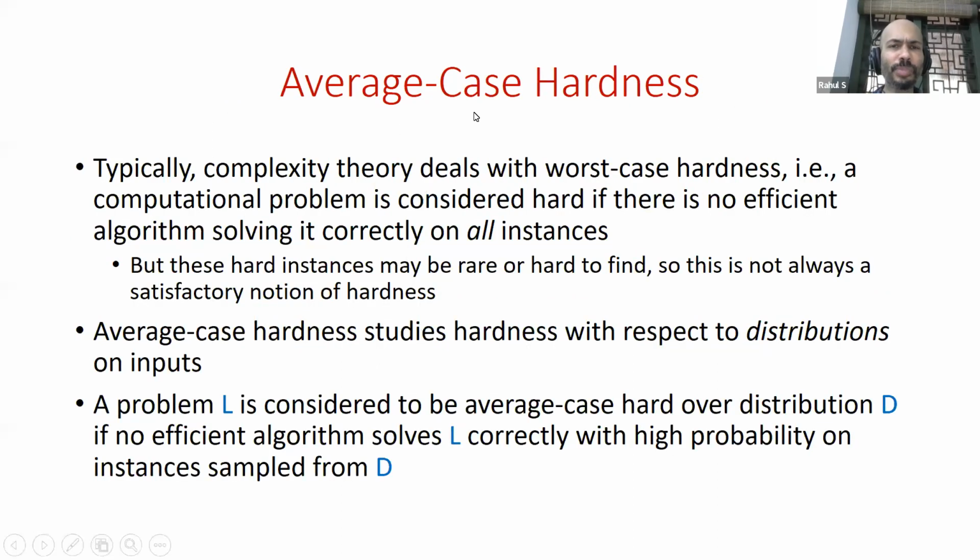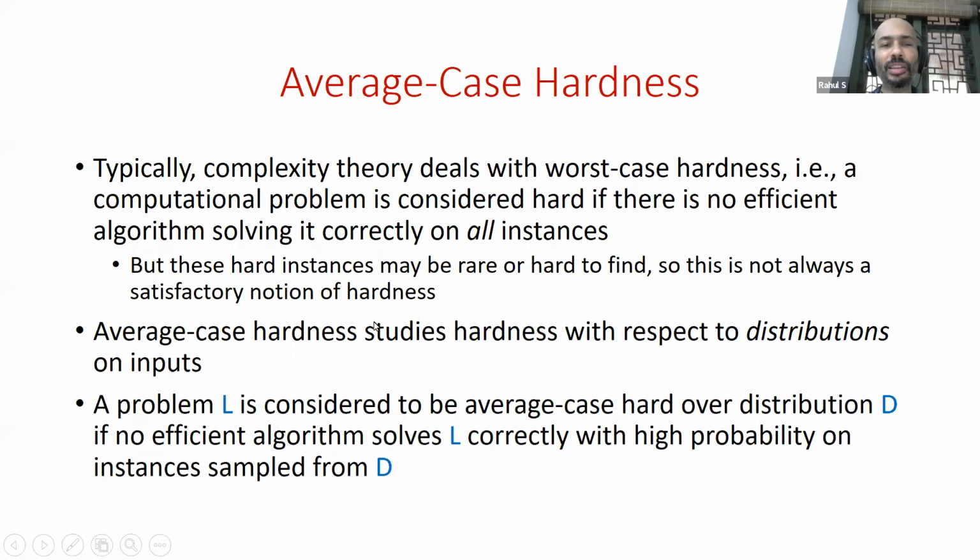So the first thing I want to explain to you is what average case hardness is. You might have seen this before, but in case you haven't: typically, complexity theory deals with worst case hardness, where a computational problem is considered hard if there's no efficient algorithm that solves it correctly on all instances. But this notion of worst case hardness is sometimes problematic, because the hard instances for an algorithm, the instances on which the algorithm fails, may be rare or hard to find. And in those cases, worst case hardness isn't very relevant. We'd like to know what happens on typical instances.